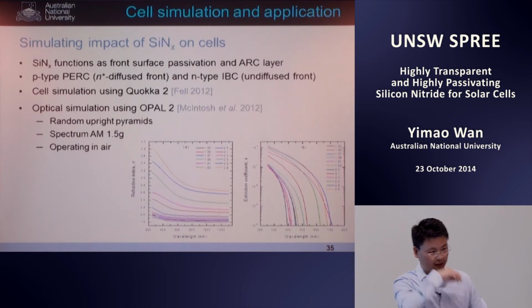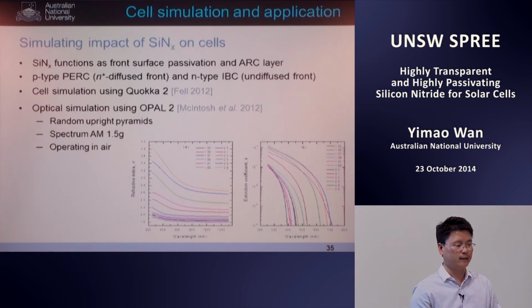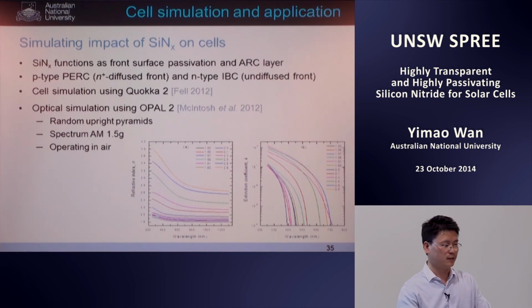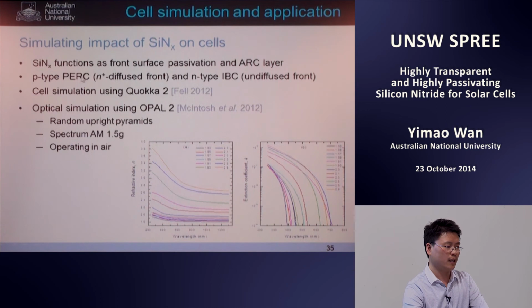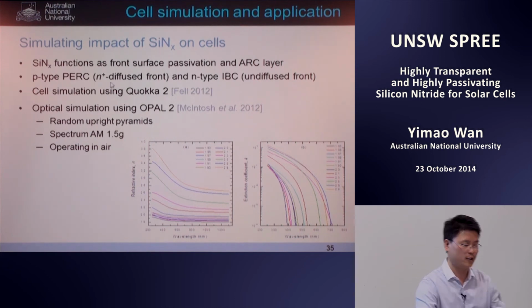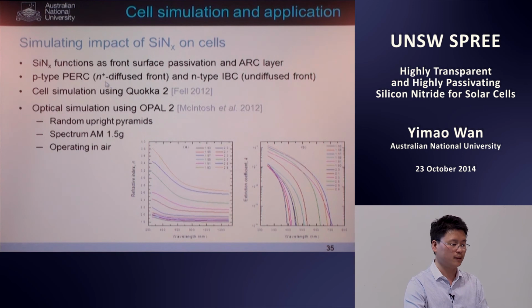So the last part of the talk is to present the impact of silicon nitride on cells by simulation, and also one application onto N-type IBC cells. In this simulation, silicon nitride functions as a front surface passivation, as well as an anti-reflection coating layer. And two types of cell structures are studied here. One is P-type PERC, where the nitride passivates a textured N-type phosphorus diffusion. And another structure is an N-type IBC, where the front surface has no diffusion.